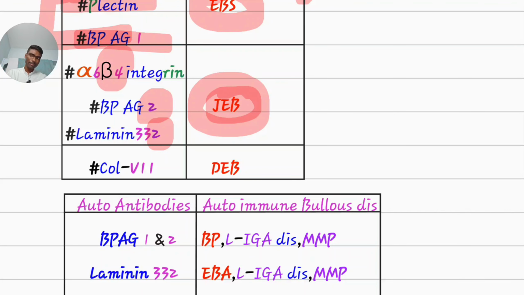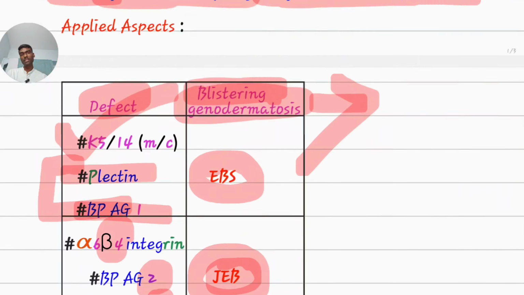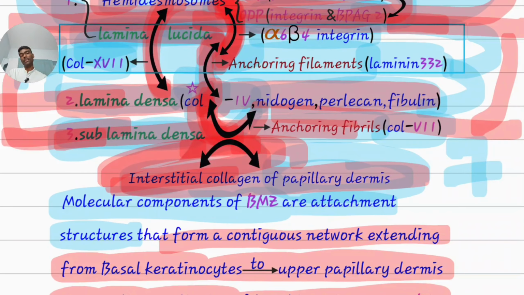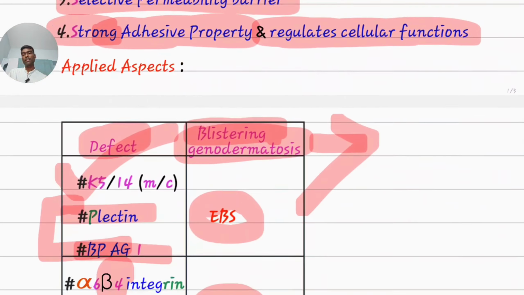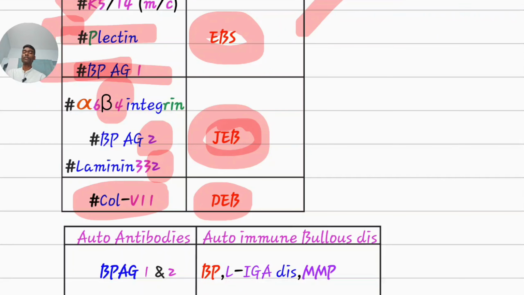D for deep, D for dystrophic epidermolysis bullosa. What is the deepest structure? We have seen already clearly, collagen 7. A defect in collagen 7 leads to dystrophic epidermolysis bullosa. Simple.